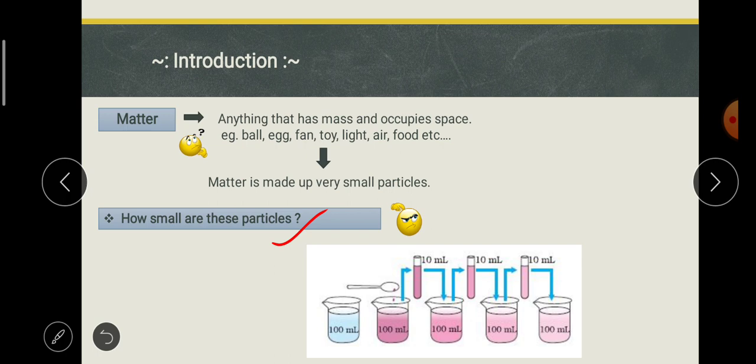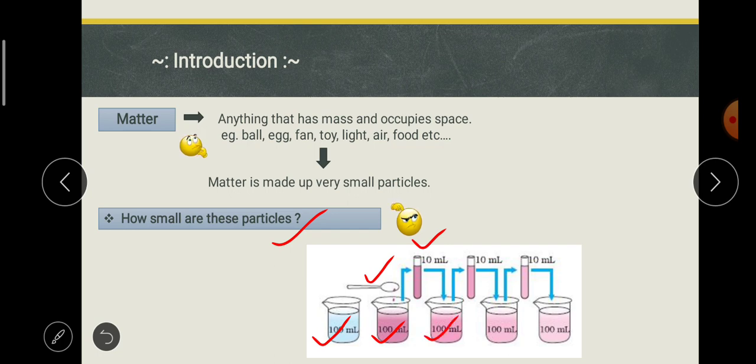So first we'll take 100 milliliters of water. Then we'll add a few crystals of potassium permanganate in this water. After some time we'll observe that the color of water will change into purplish color. Next we'll take 10 milliliters of water from this purplish water and we'll add it to 90 milliliters of water, so that our level of water is the same, that is 100 milliliters.